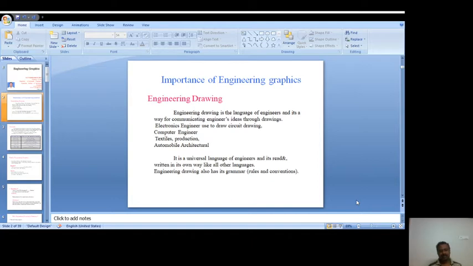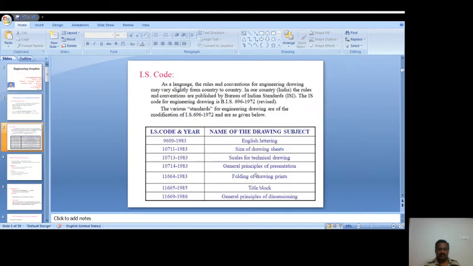It becomes conceptual to data. It is the universal language of engineers. It has some grammar, but don't be afraid of that. It is the rules and conventions. As a language, the rules and conventions for engineering drawing may vary slightly from country to country. Like in Tamil Nadu we talk Tamil, and in North India they talk Hindi. But understanding in conversation should be possible, so worldwide it should be common.